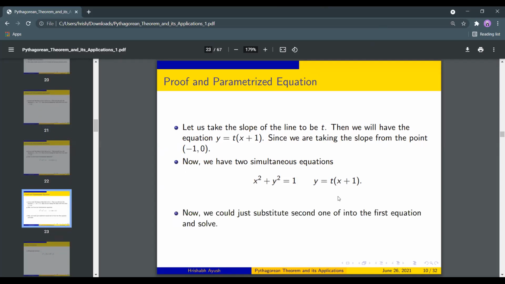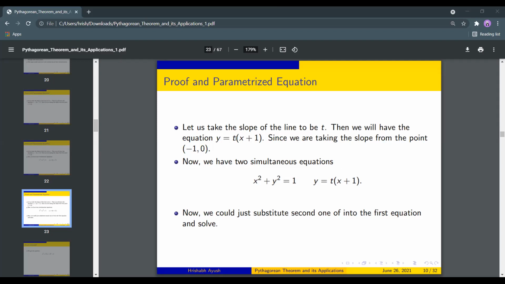So now we can just substitute the second one into the first equation and solve. We substitute the value of y in terms of t and x to find the value of x in terms of t. I want to confirm that t equals y prime upon x prime plus 1, right?